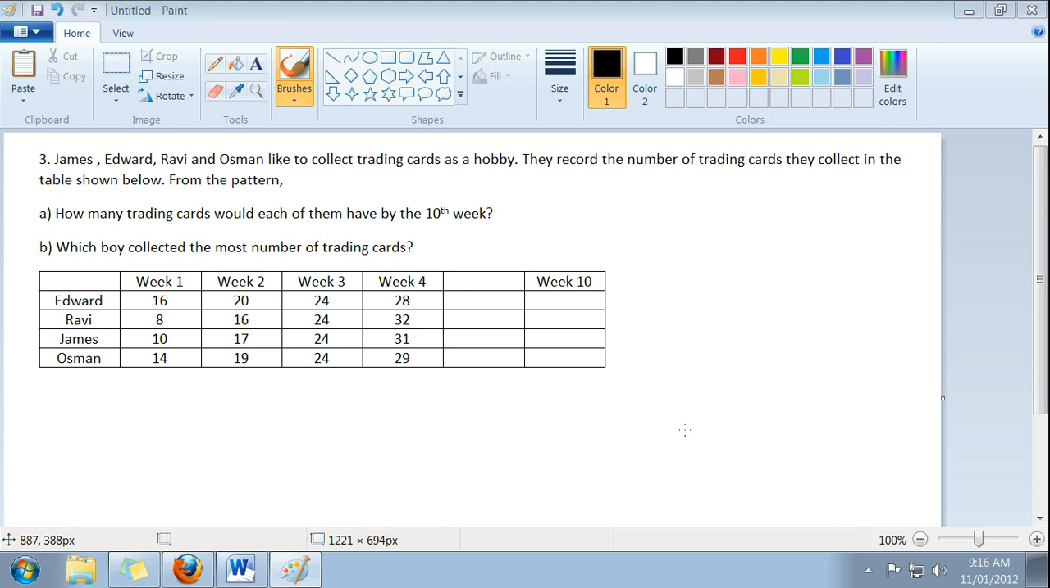Alright, let's go over question 3. You'll notice my page does not have lines because I figured, if I have a table here and if I paste the table onto the line, it's going to look very messy, okay?